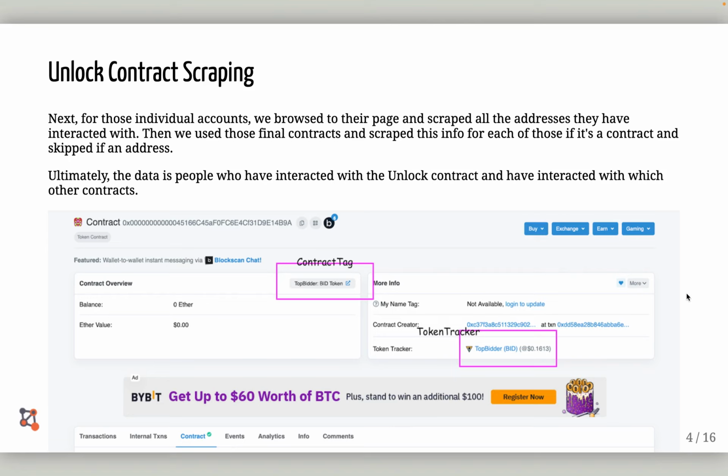For the individual accounts that interacted with that contract, we browsed to their page to scrape all the addresses they've interacted with, and included those if it was a contract. You can see in this example, the Top Bidder BID token was one of the contracts interacted with, so that would be included. Ultimately you can think of the data as people who interacted with the Unlock contract and which other contracts they have interacted with. That's how we assess the growth of the Unlock Protocol.